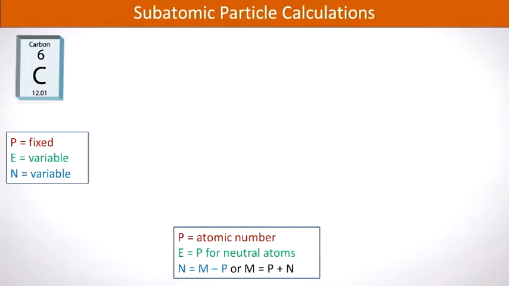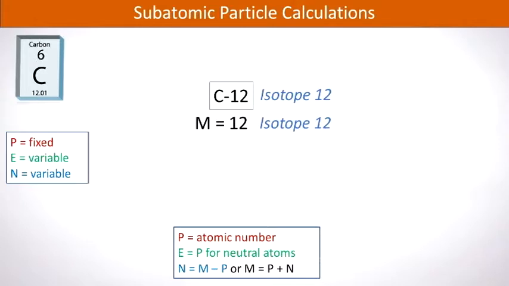Let's start with carbon. Shown here is what carbon will look like on the periodic table. The example we'll start with is carbon with an isotope of 12. Therefore, it has a mass number, or simply abbreviated mass in this presentation, of 12. It's important to note that this mass number is not the same value as the atomic mass unit shown on the periodic table.